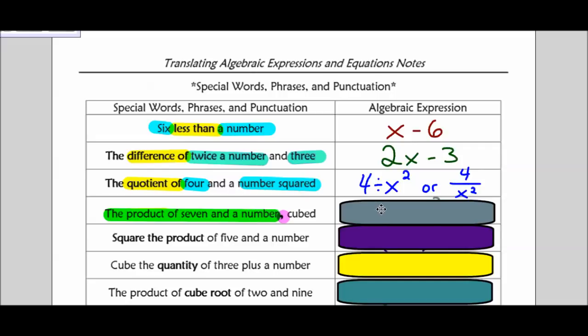We're going to put that entire quantity in parentheses, 7 and a number being multiplied, because that's what product means, and that whole thing in parentheses cubed. That's very different from just saying 7 and x cubed without the parentheses. That's just cubing the x, whereas this sentence is telling us to cube the entire thing. The whole product is being cubed. And I have a really good example of why that's important.